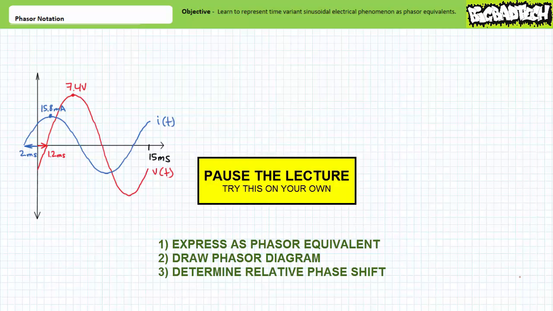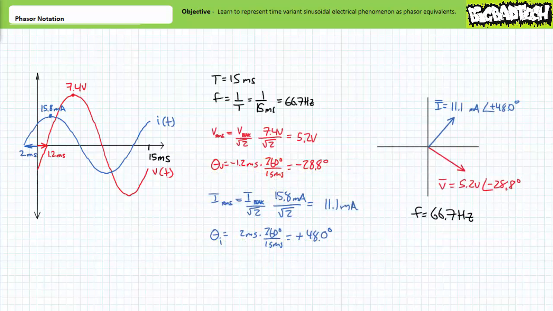By all means, pause the lecture and attempt to solve for the desired properties on your own. If you're tracking, you should have obtained the following results. We don't necessarily need to solve for frequency, since we're not being asked to solve for the time domain expression of voltage or current, but rather the phasor equivalent. However, should the need arise, given a period of 15 milliseconds, both waveforms have a frequency of approximately 66.7 Hz. Given a voltage peak of 7.4 volts, this corresponds to an effective value of approximately 5.2 volts.